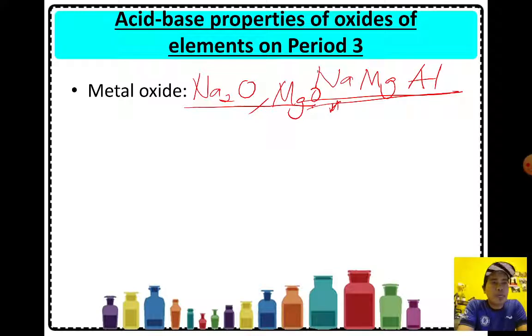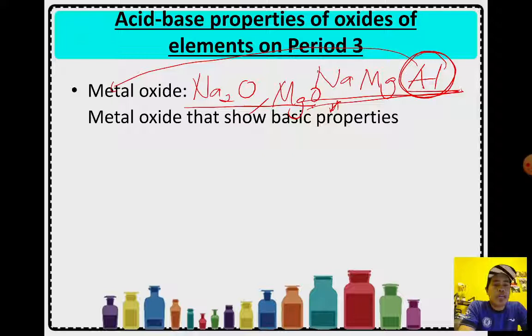Dua saja. Aluminium dia special sikit. Sodium and magnesium, walaupun aluminium adalah metal, it can form the metal oxide jugalah. Cuma dia punya sifat dia berbeza sikit. Okay? Metal oxide can show basic properties, means dia ada sifat base, sifat alkali. Bila dia ada sifat basic, which means metal oxide can react with acid to form salt and water. Maksudnya dia boleh bertindak balas dengan asid sebab dia adalah base. Base bertindak balas dengan asid menghasilkan garam dan air.